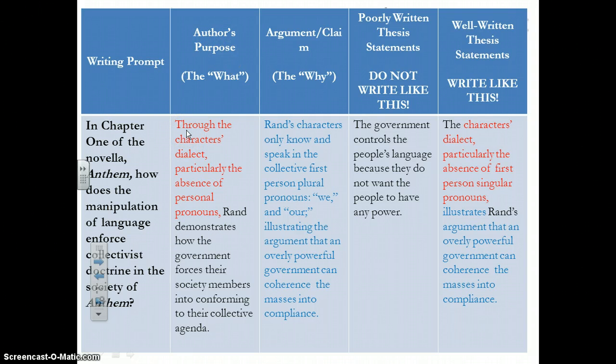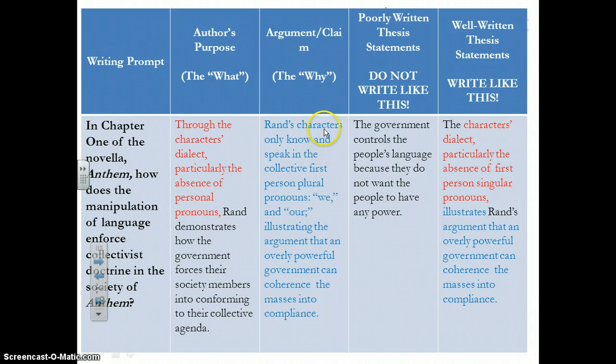Through the character's dialect, particularly the absence of personal pronouns, so those are the I's, me's, we's, Rand demonstrates how the government forces their society members into conforming into their collective agenda. I didn't mean we. Rand's characters only know to speak. So I've got my what over here. So I know I'm going to say something about personal pronouns, the fact that they're lacking, and now I'm going to go over here to the why.